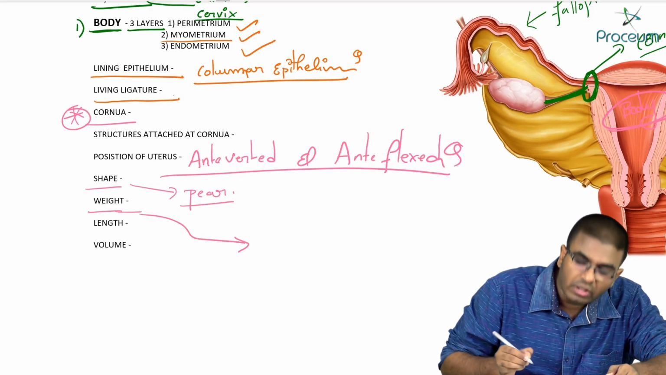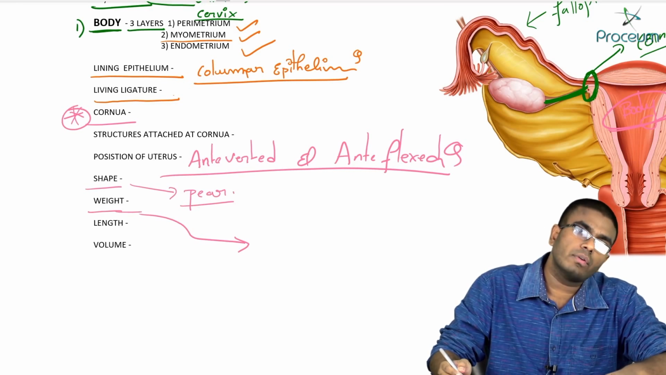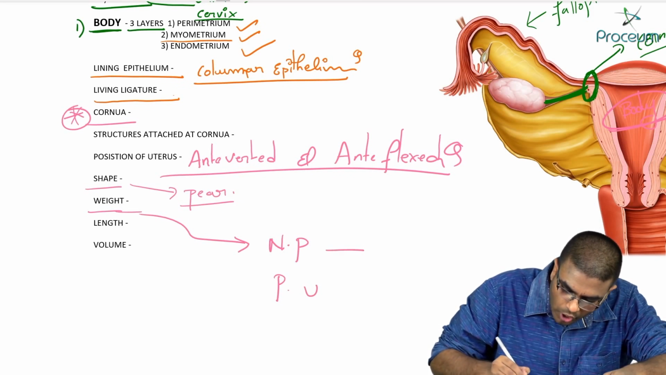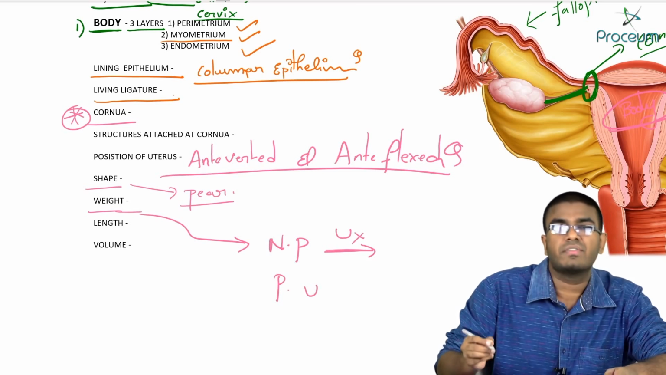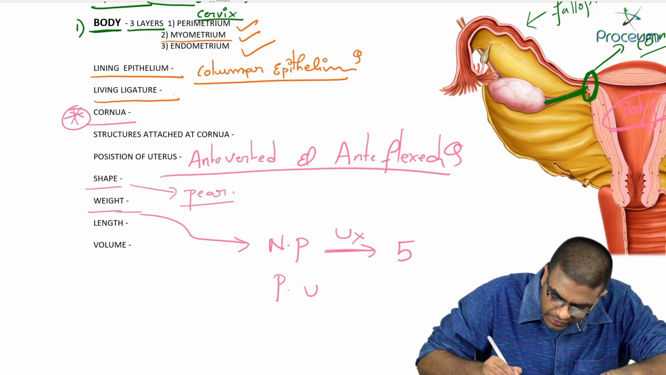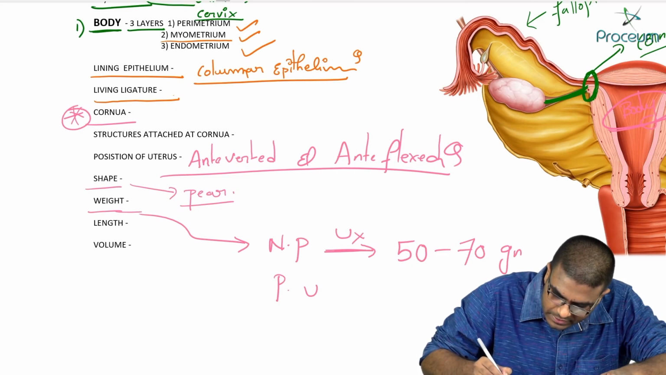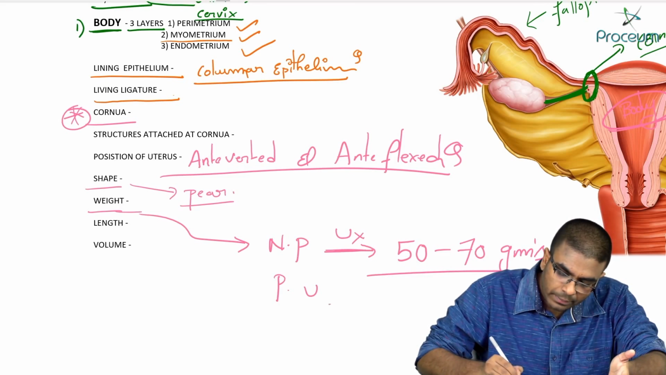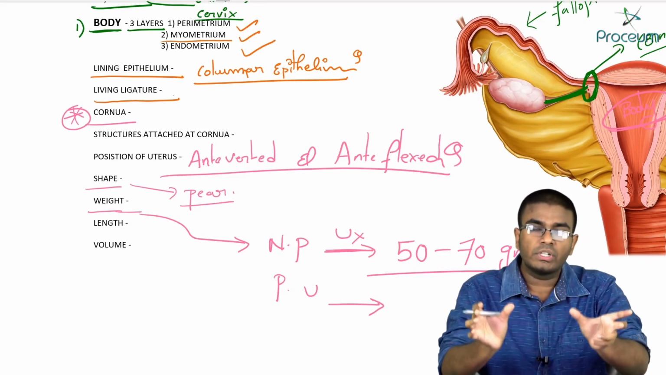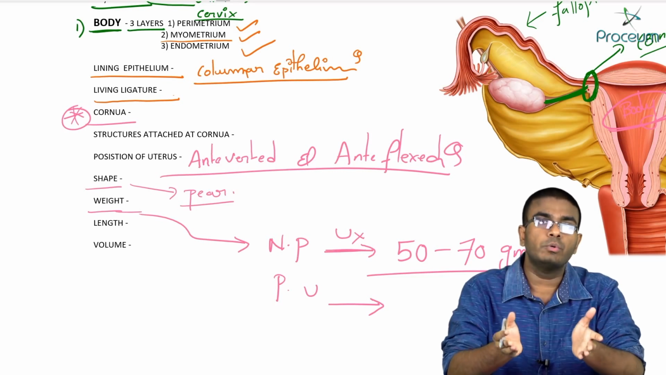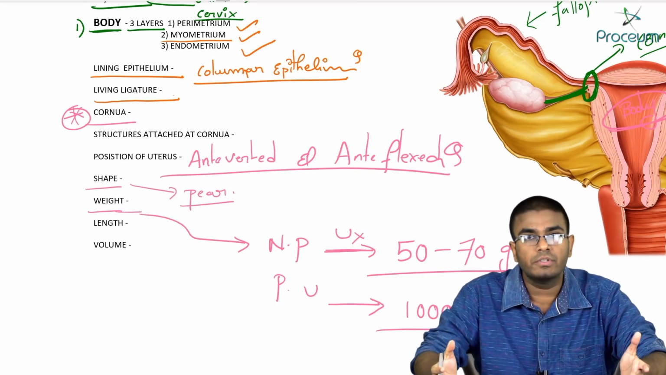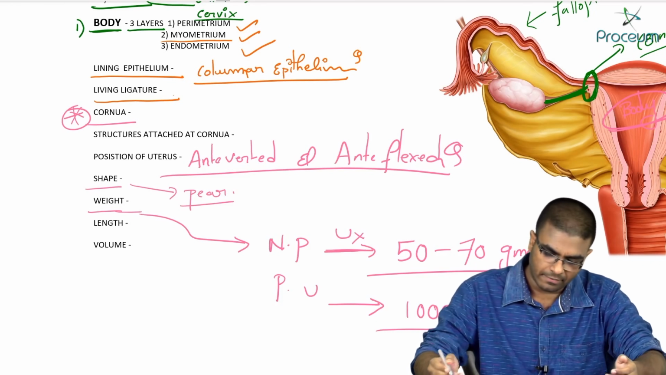Here, when we are discussing the weight, we will be discussing the weight of the non-pregnant uterus and the pregnant uterus. The non-pregnant uterus weight is somewhere around 50 to 70 grams. Okay, it usually weighs 50 to 70 grams. But during pregnancy, the uterus alone, I'm not talking about the baby, I'm just talking about the uterus, weighs almost 1000 grams because of hypertrophy and hyperplasia of the uterine wall, which increases its weight.